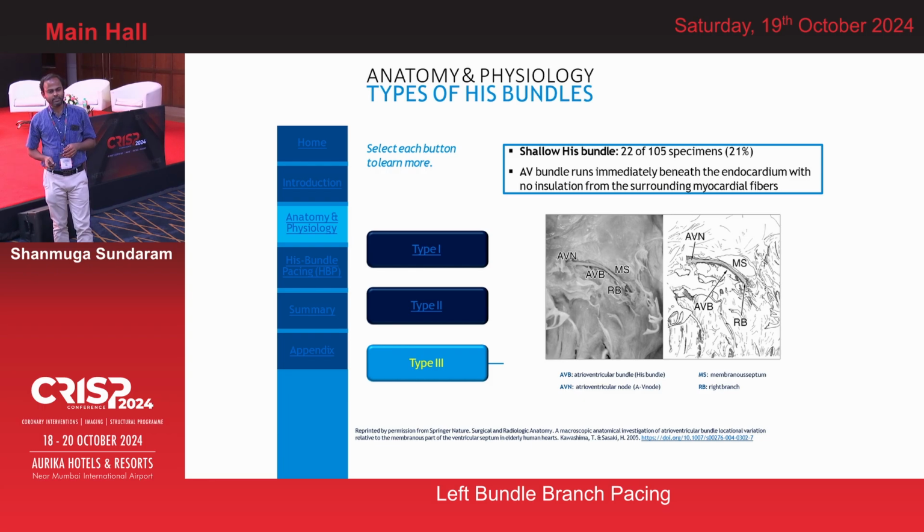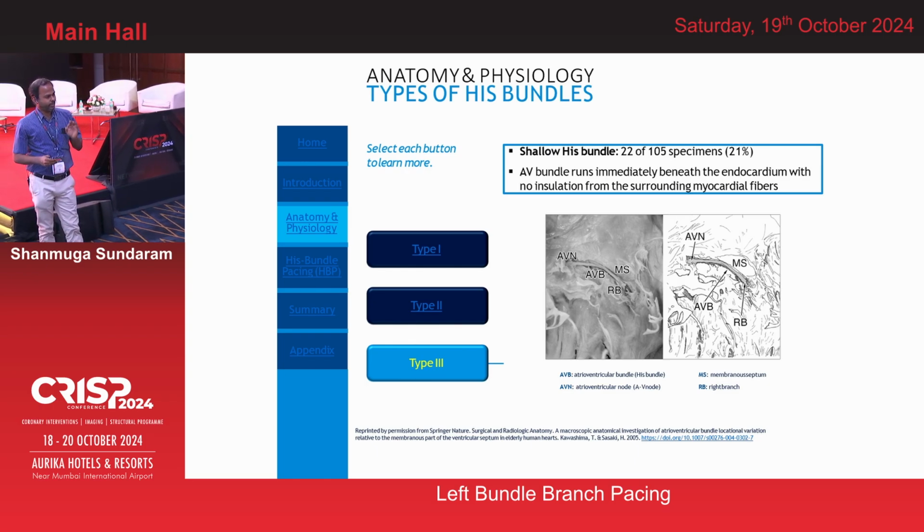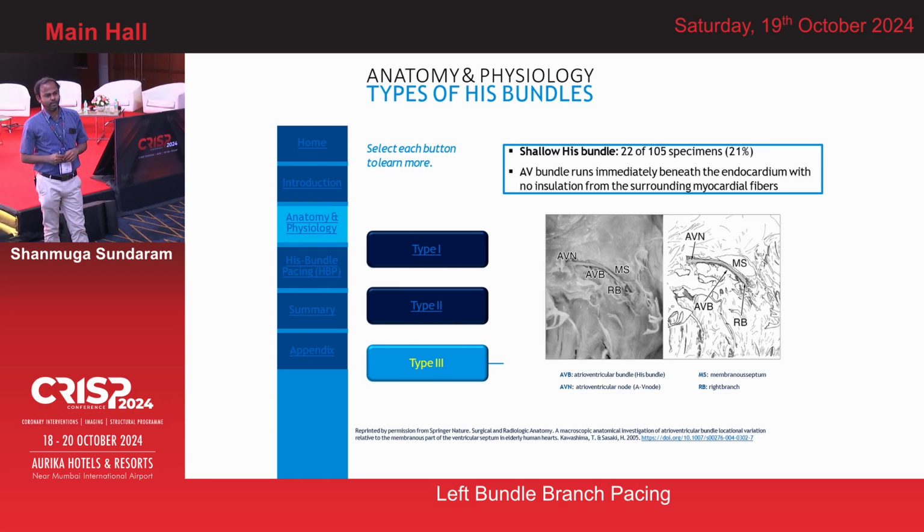The third one is a naked his bundle where nothing will be there. The his bundle will be exposed just to the endocardium. You can easily capture the his bundle, but at the same time, these are the bundles which are notorious for iatrogenic injury. So many times when we are doing AVNRT ablations, even a simple catheter movement, we have seen the patient going into AV blocks.